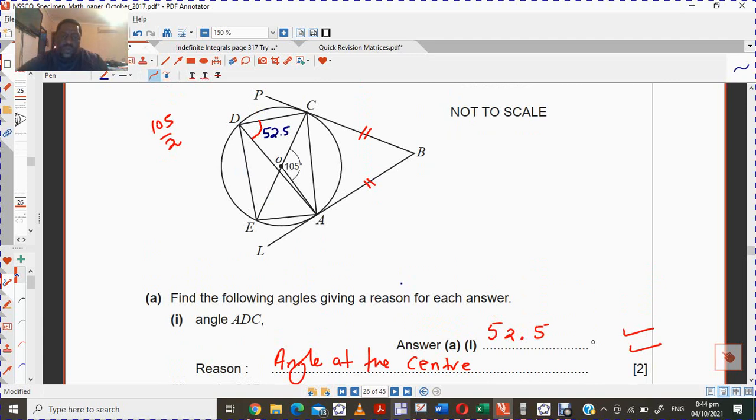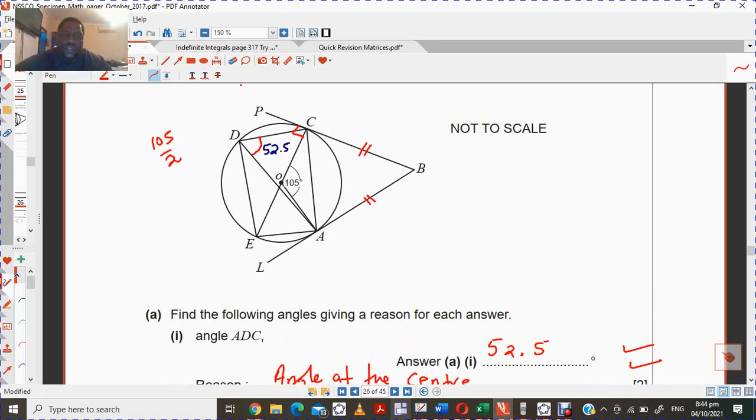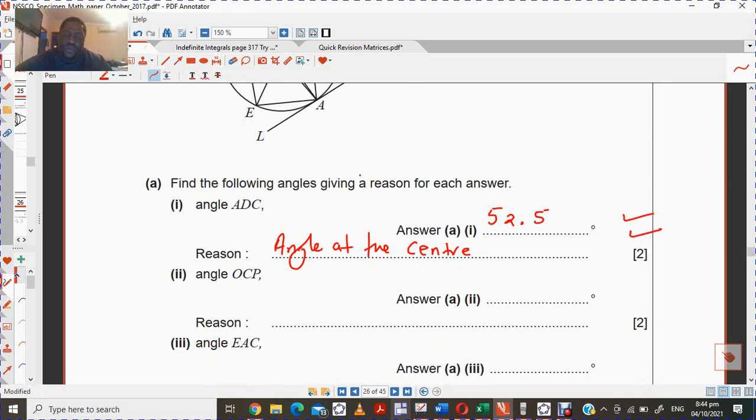Okay, then another one they ask you is OCP. Now it's on the other side then. So let's bring in red. So it's OCP. Now this angle here is 90 degrees, and its reasoning is tangent to radius theorem. I hope you still remember that. So this is 90 degrees, so please make sure. All right, and 90 degrees, let me just make my tick nicely here.